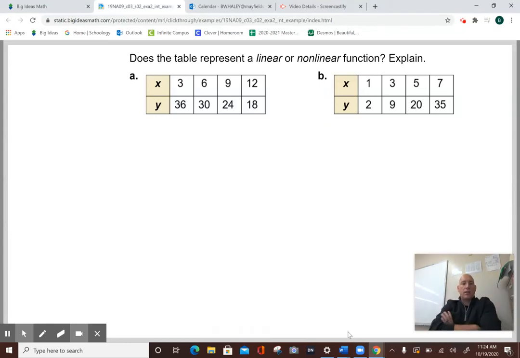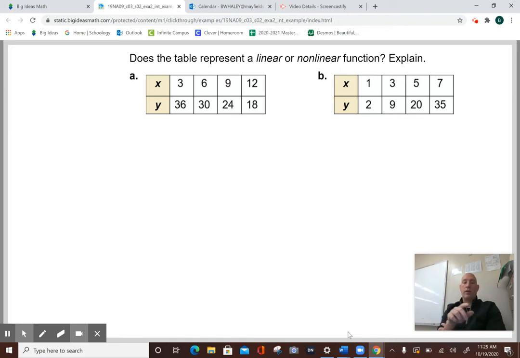Hey guys, welcome back. This is going to be example 2 for section 3.2. So now we are checking to see if something is linear or nonlinear, but we're looking at tables. When you're looking at tables, all you're going to do is make sure you have a constant rate of change throughout the entire table. What that means is your y has to change the same way as your x changes over and over and over again.